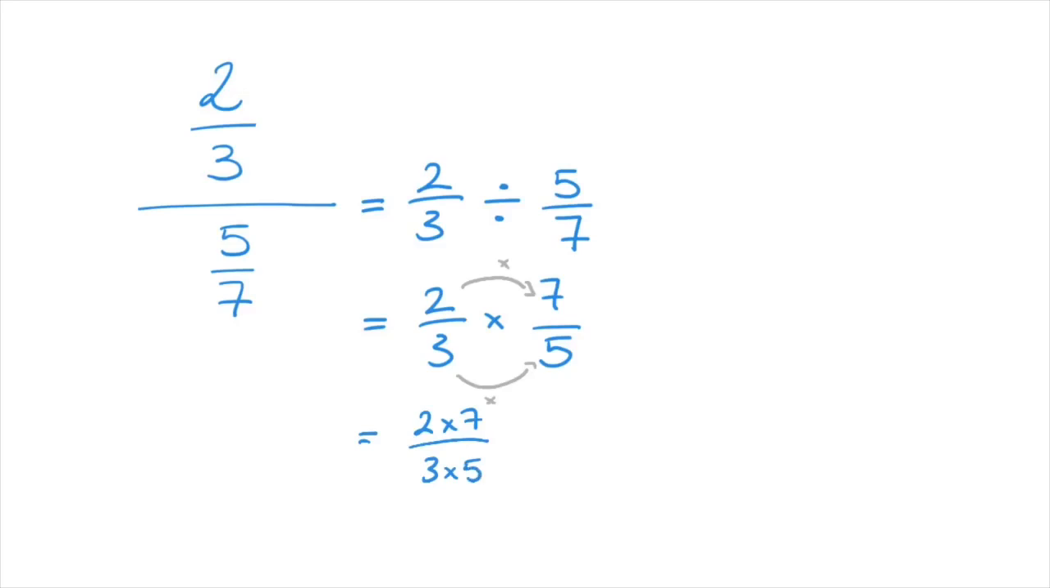Finally, we can state that this equals 2 times 7, which is 14, over 3 times 5, which is 15. And we're done. We've just calculated 2 over 3 over 5 over 7. And the trick was to realize that we could rewrite this large fraction as the top fraction being divided by the bottom one. Okay, now that we've seen how to deal with a fraction on top of another fraction, let's see how to deal with a whole number on top of a fraction.